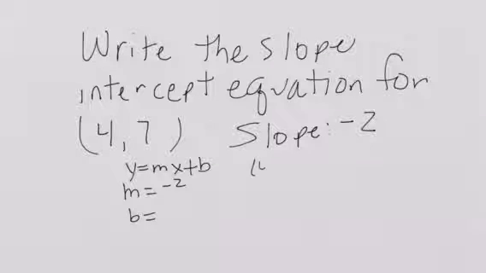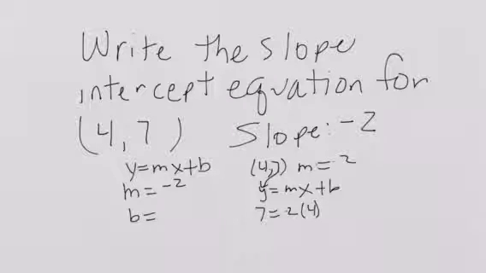So we're going to use the ordered pair (4, 7) and the slope of -2. So we're going to do y is equal to mx plus b. We're going to put the 7 in for the y. We're going to put the -2 in for the slope, and then we're going to put the 4 in for the x. So we have 7 is equal to -8 plus b.